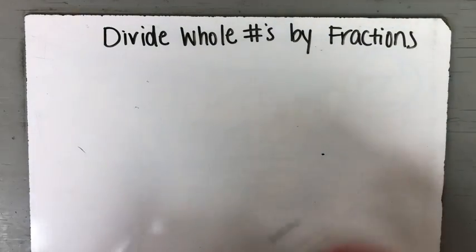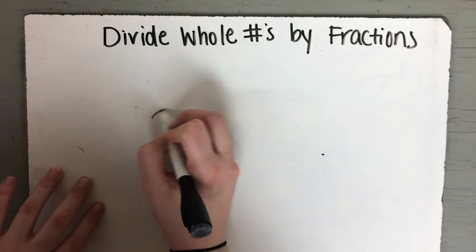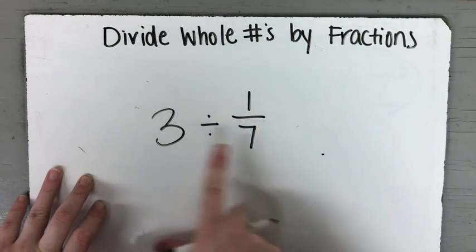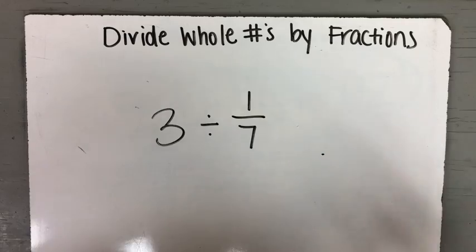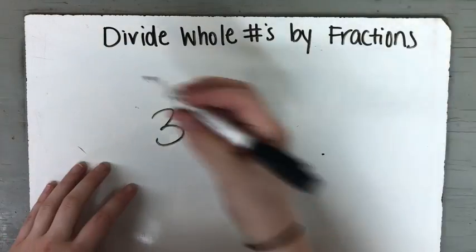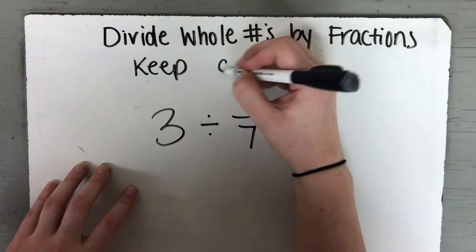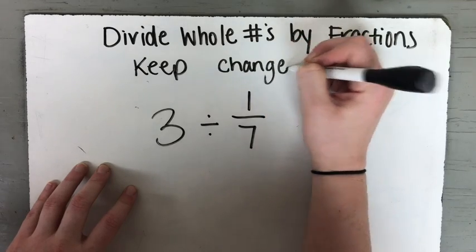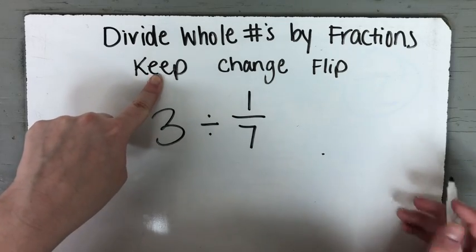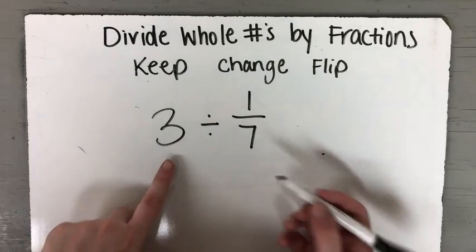Let's look at an example of what I mean by this. Let's say we have 3 divided by 1/7. So we have a whole number divided by a fraction. How we go about dividing by fractions is we're going to remember these steps: keep, change, and flip. Step 1, we keep. Then we change, then we flip. And I'll show you what we mean by that.